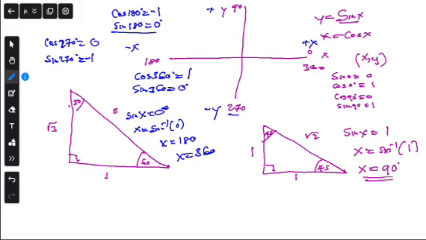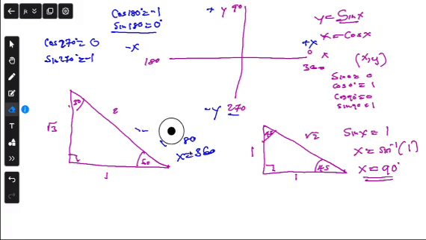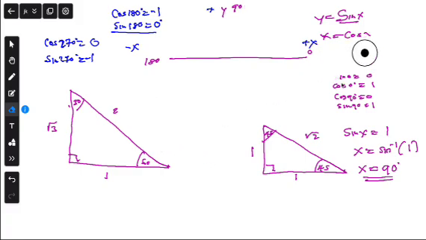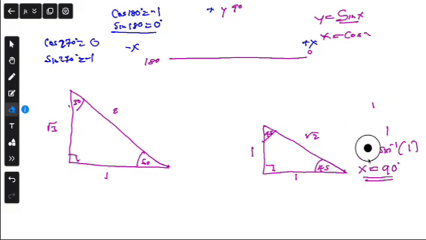Now, let's also try to talk about the special triangles. These special triangles are also going to help us understand how you should deal with these trigonometric equations.